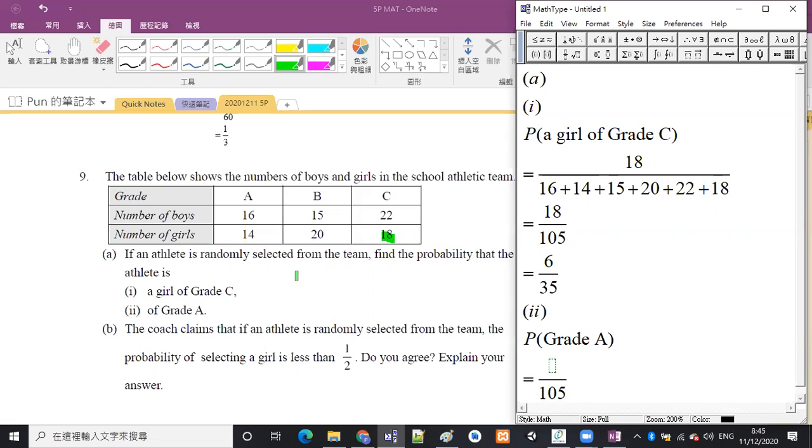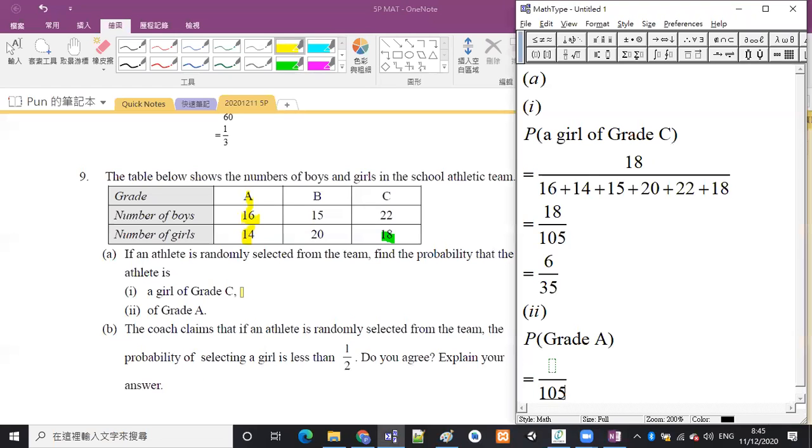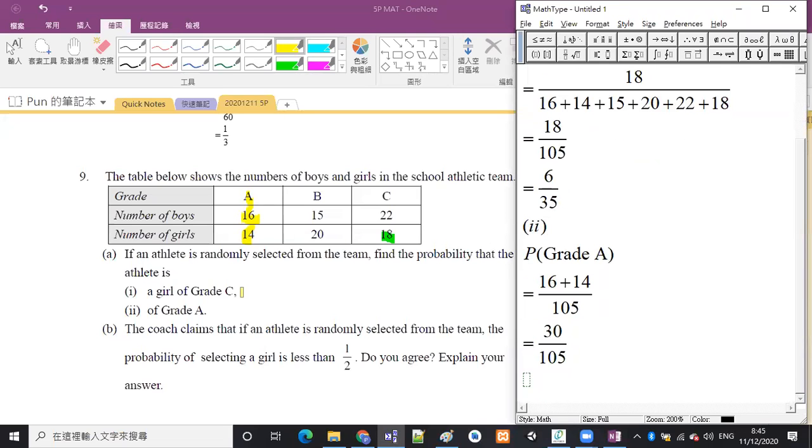grade A athlete, which means I want grade A only, so add these two numbers. Grade A has 16 and 14, and there is no requirement for boys or girls. So the numerator should be 16 plus 14. Get this? And then it should be equal to 30/105, and simplifying the fraction, that will be equal to 2/7.